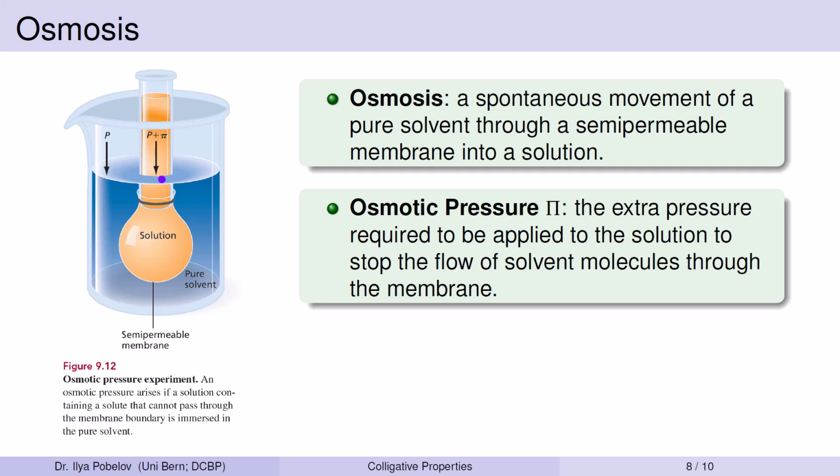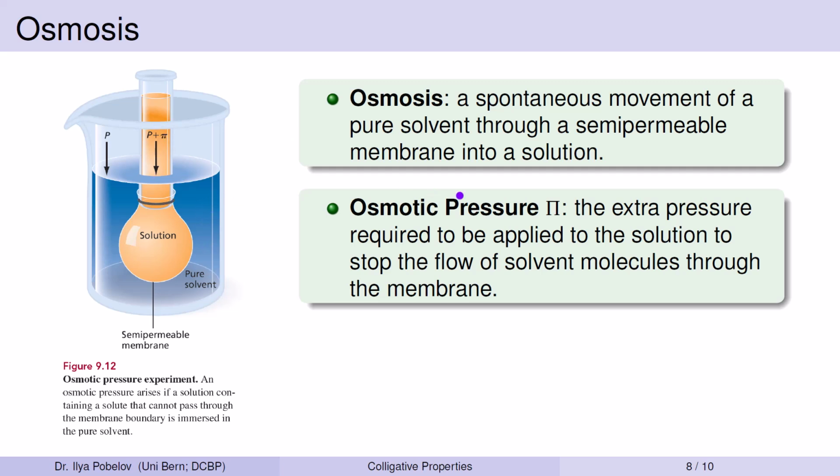The tube is immersed in a beaker filled with pure solvent. As the experiment proceeds, the solvent molecules move into the tube through the semi-permeable membrane and dilute the solution inside. This process continues until equilibrium is reached. At this point, there is a noticeable rise in the solution level inside the tube, indicating an increase in pressure within the solution as compared to the surrounding solvent.